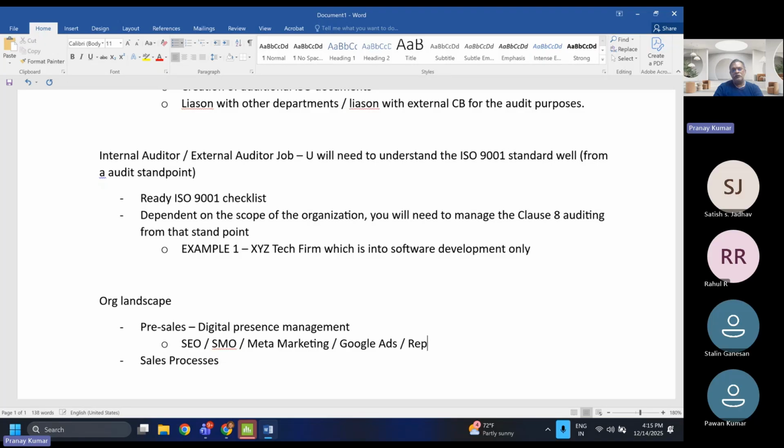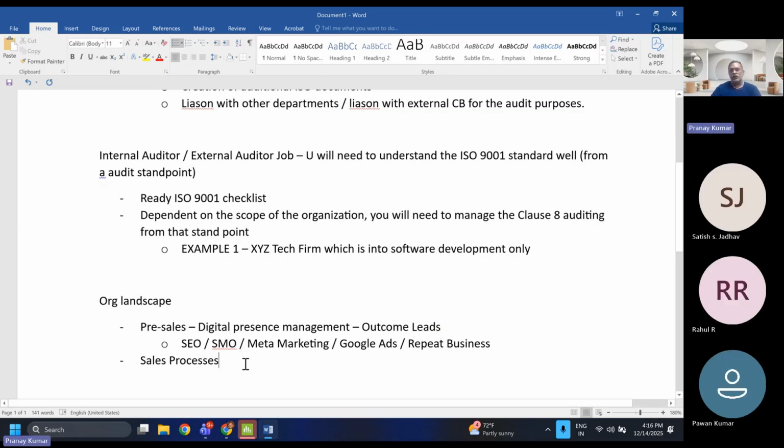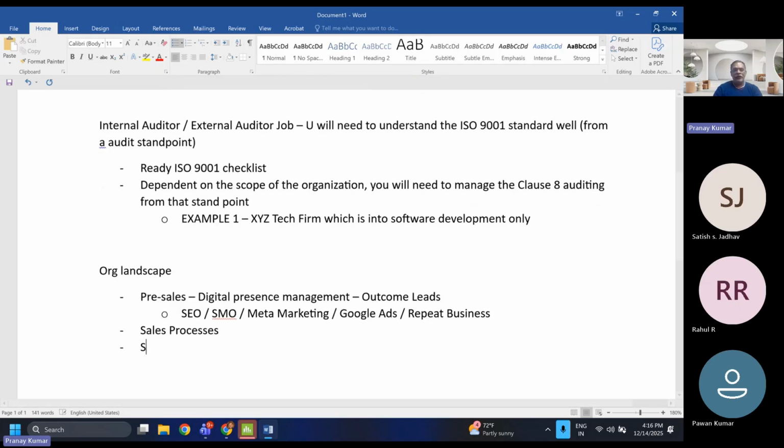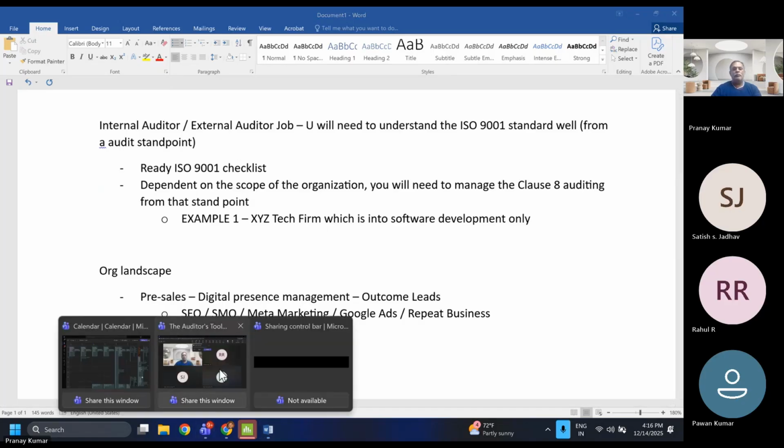Some organizations focus a lot on repeat business. There could be various modes in which you are looking at generating leads. We are essentially looking at the outcome that then the leads will be handled during the sales processes. Whatever has been converted will be managed through the sales administration processes. People, are you guys with me so far? Yes, sir.